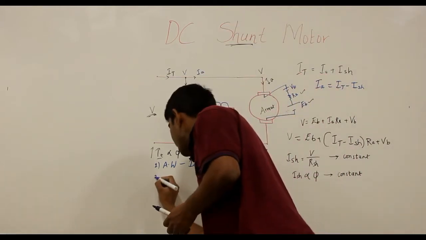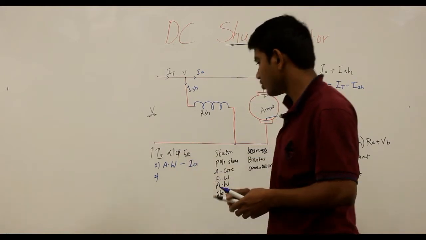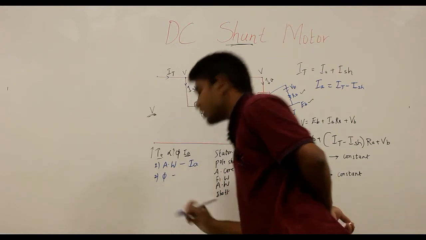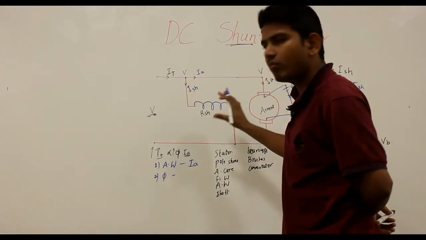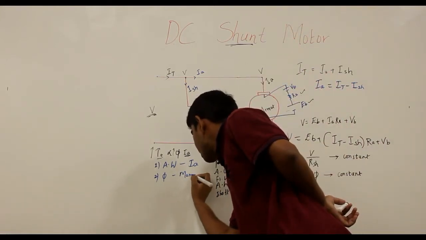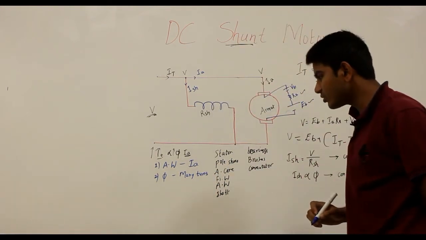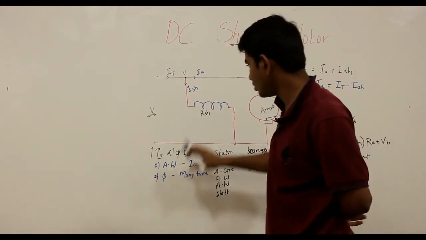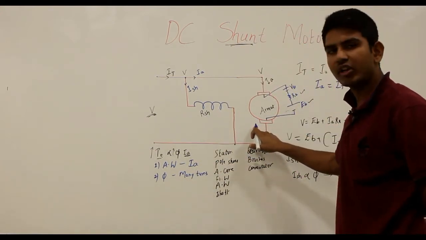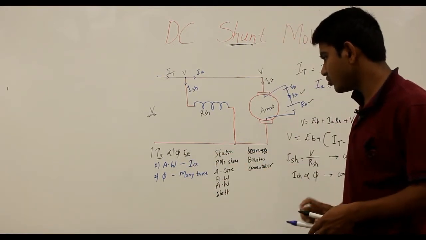And the second thing is, I can increase the electromagnetic torque by increasing the flux. This flux linkage can be increased by using more number of turns for this field winding. So many turns can be used for this field winding to produce a higher value of flux linkage between the field winding and the armature winding, thereby we have a higher electromagnetic torque.